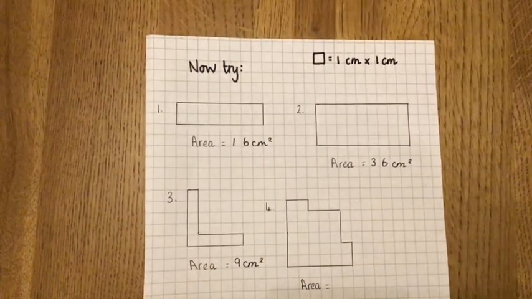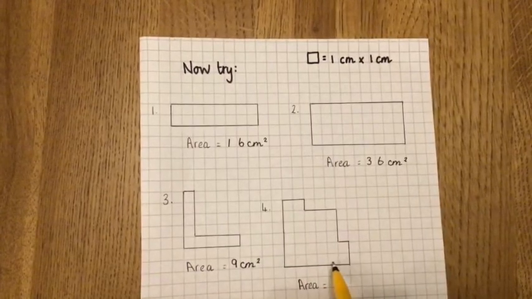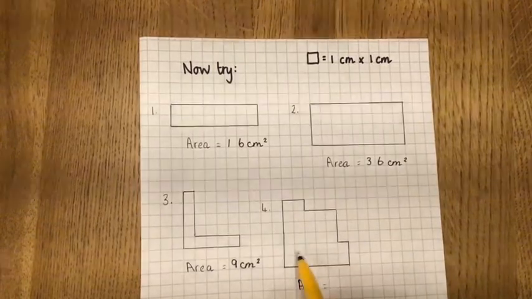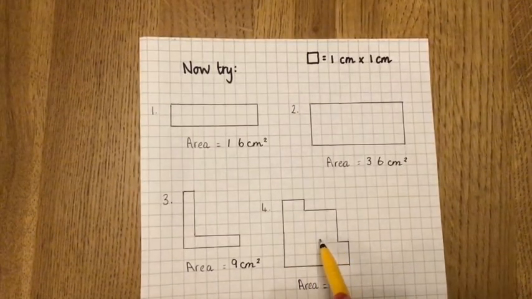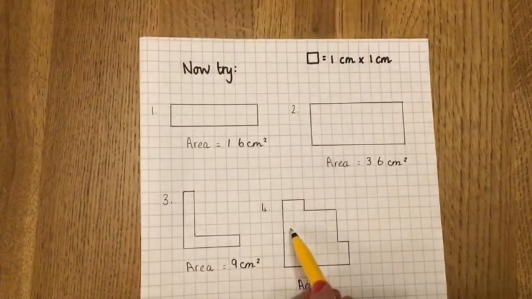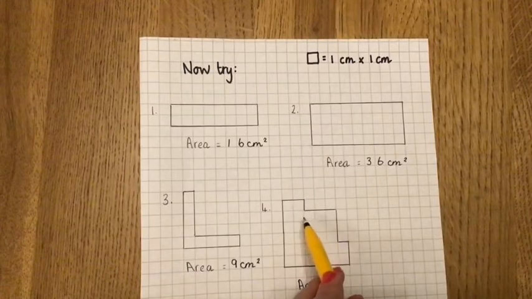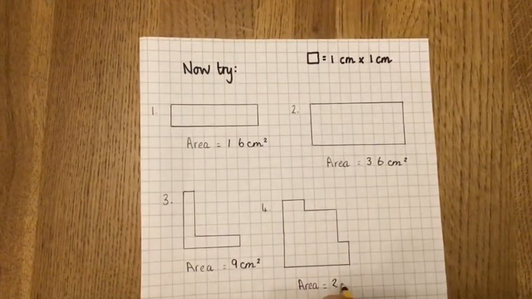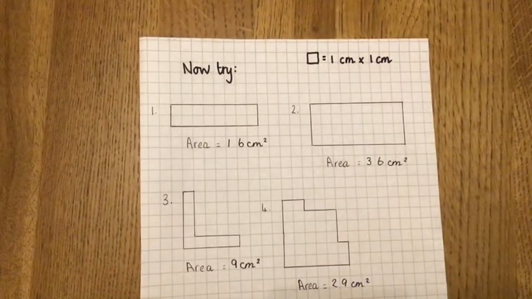Okay, getting a little bit more complicated. Right, 1, 2, 3, 4, 5, 6. I can see there's another row of 6 there. So that's 12. 13, 14, 15, 16, 17, 18, 19, 20, 21, 22, 23, 24, 25, 26, 27, 28, 29. The area is 29 centimetres squared.